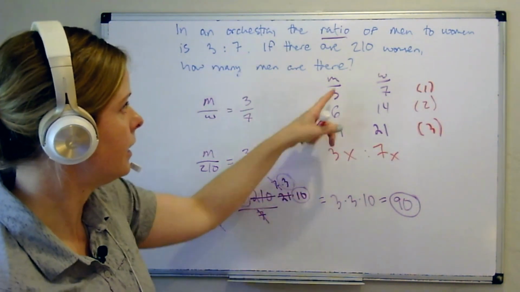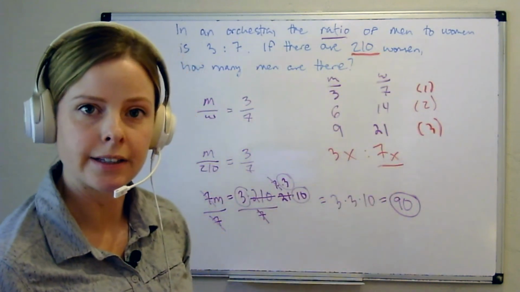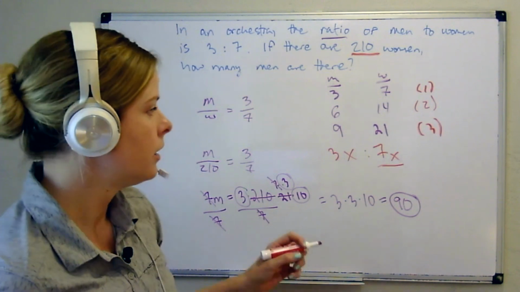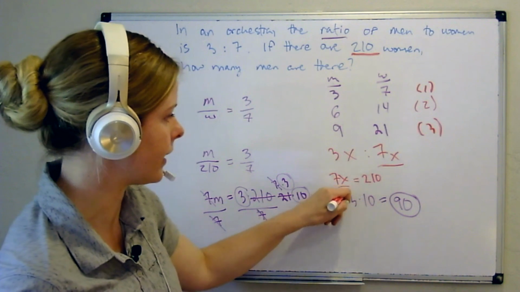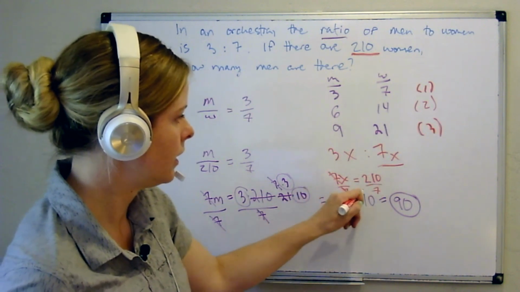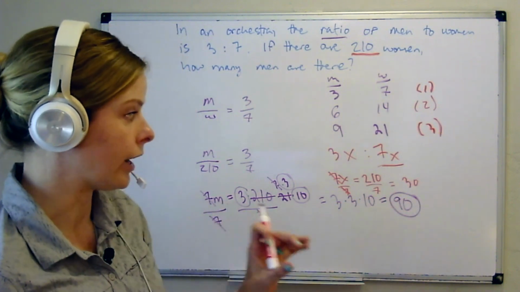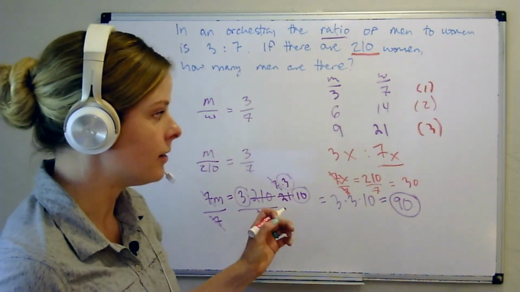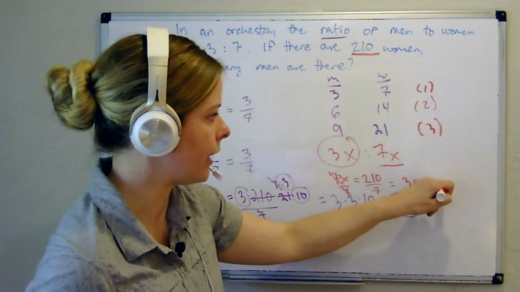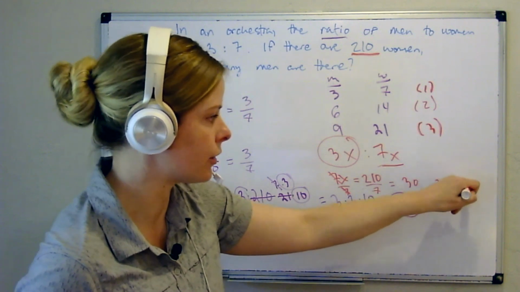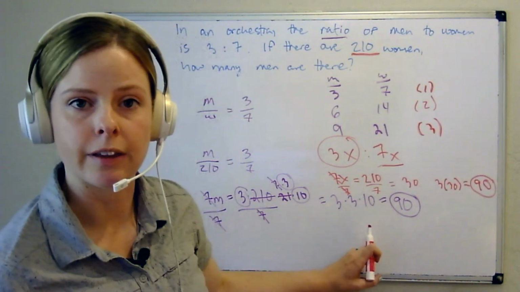Where this comes in handy is I'm given the number of women, and I've also got that represented here as 7x in my ratio. So I can just say that 7x is equal to 210. We'll go ahead and divide out the 7 on both sides, and we are left with x is equal to 30. Now, we're not at the end of the road. We're not just solving for x. We're solving for the number of men. In other words, we're solving for 3x. So if x is 30, then 3x is 3 times 30, which is 90. So you end up exactly at the same spot that you did solving it the other way.